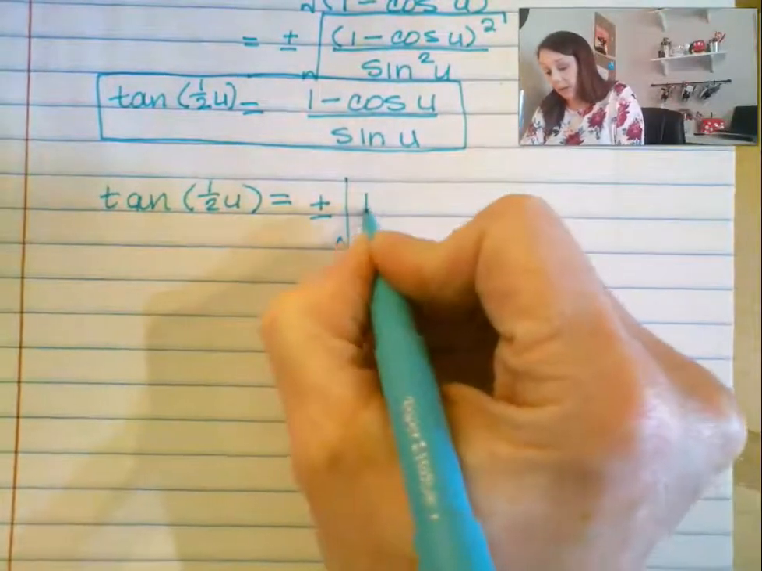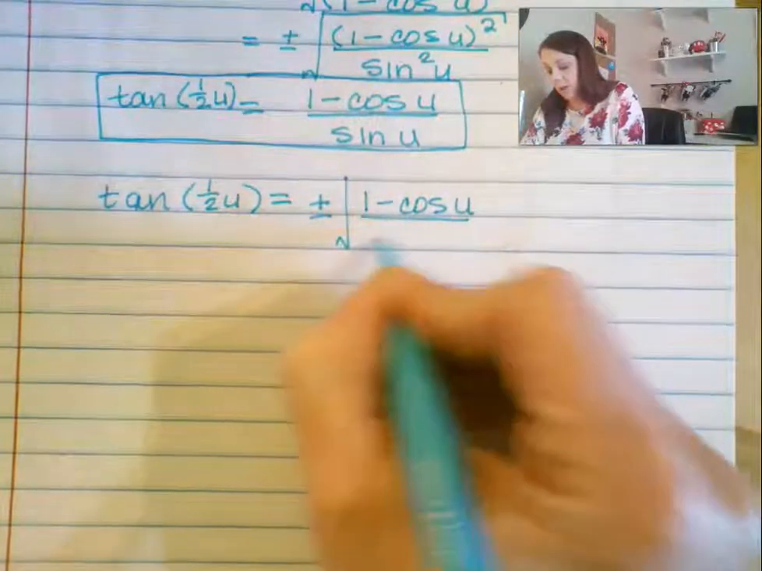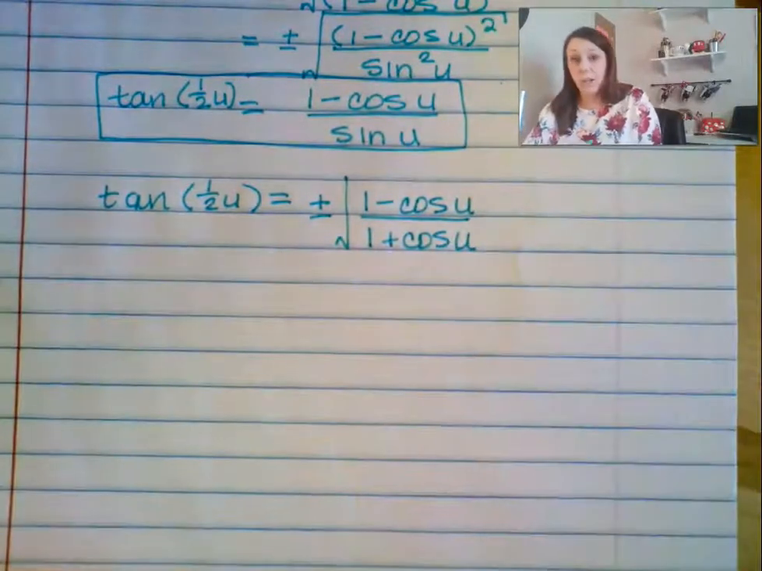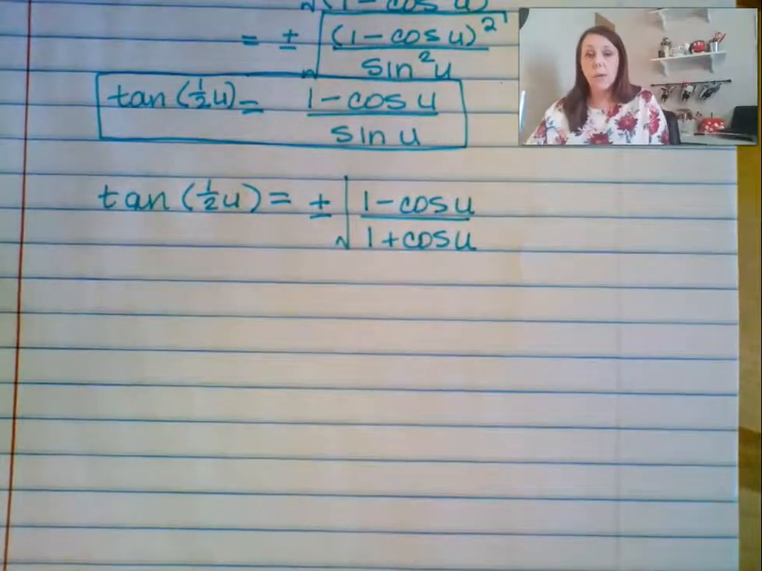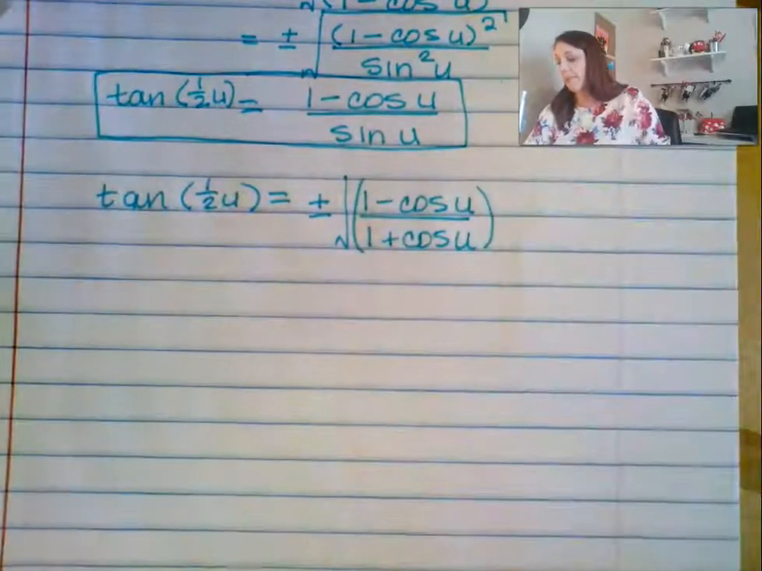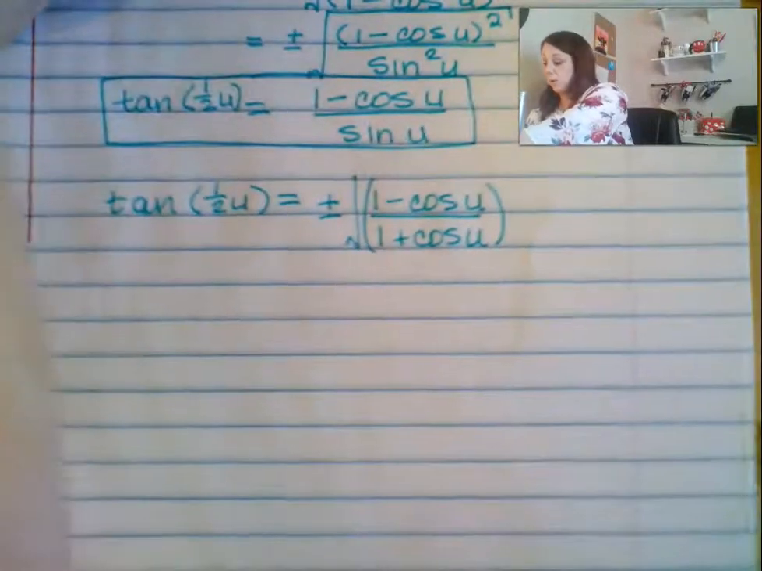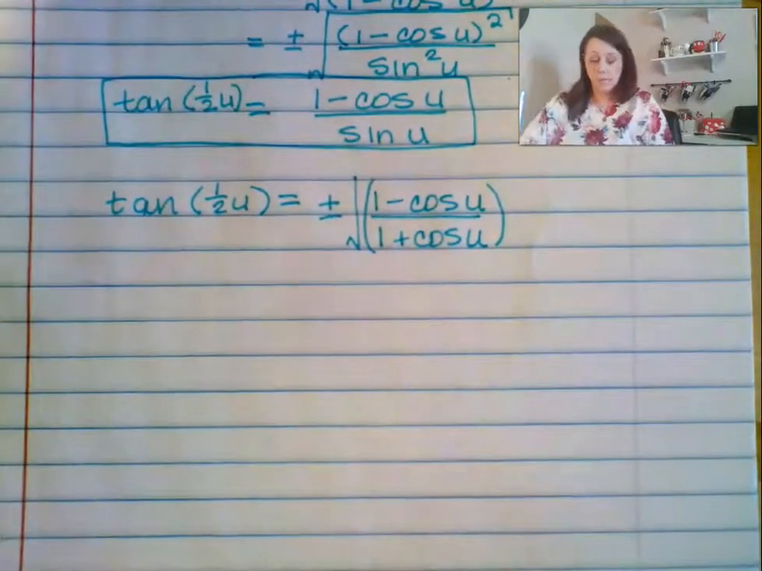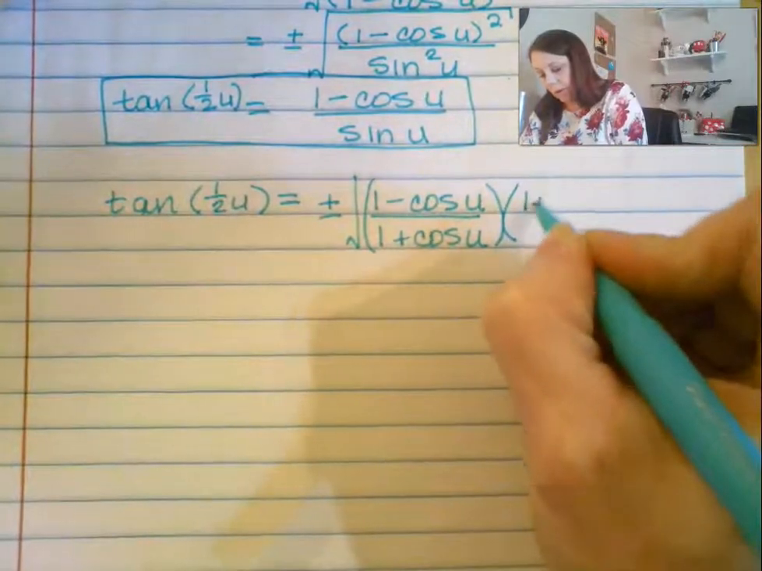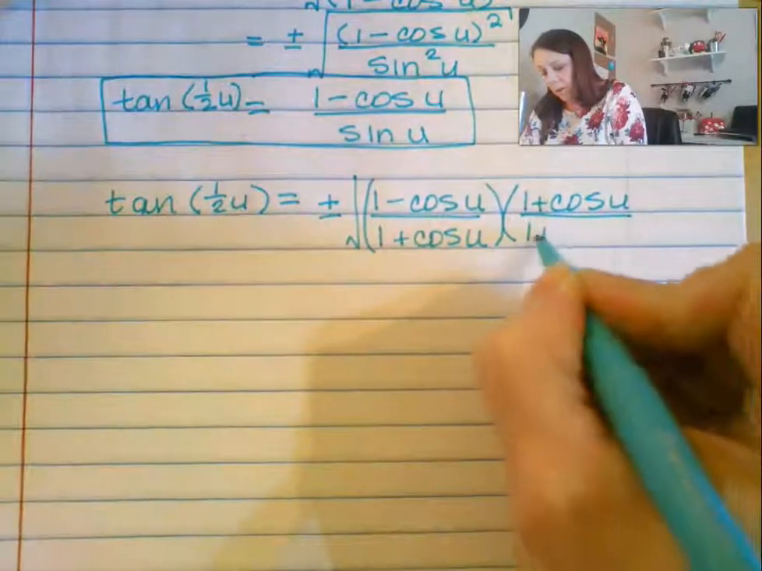So in this case, we'd have 1 minus cosine u over 1 plus cosine u, and that's the value that we proved in the previous video, and we're multiplying that whole quantity by the conjugate of the numerator, which in this case is that 1 plus cosine u. So we're going to use 1 plus cosine u over 1 plus cosine u.